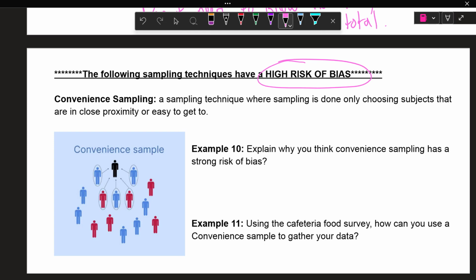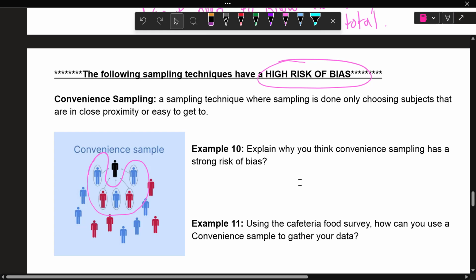Our convenience sample here, we can see this person who's colored in black, and we have the blue and the red. They're all just kind of spread out. They're different colors, doesn't really matter. But then we just choose the 5 people right next to the person that we're talking about. They're right there. So really, again, it's not a good sampling method, but it's just whatever's easiest.